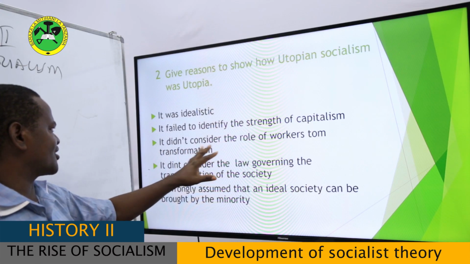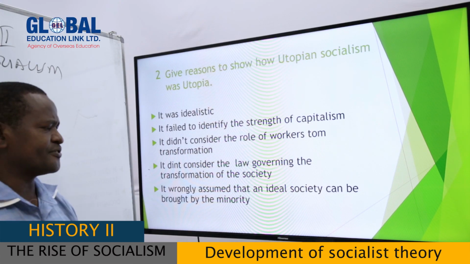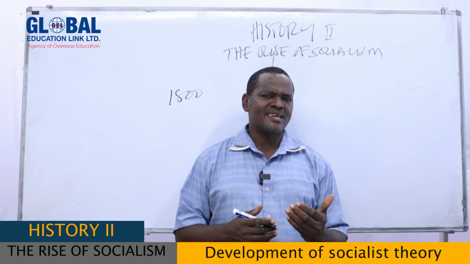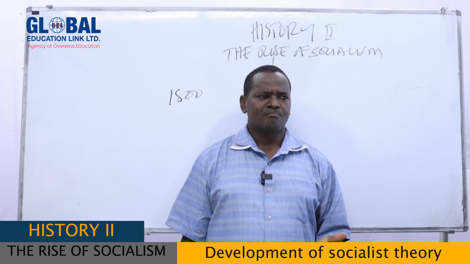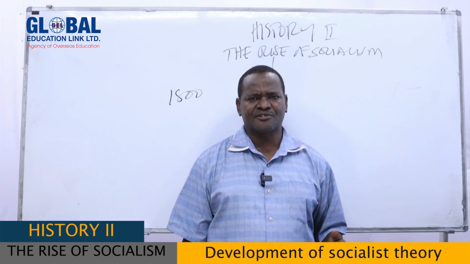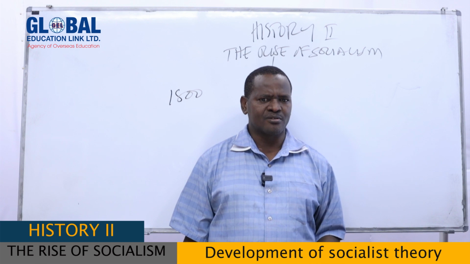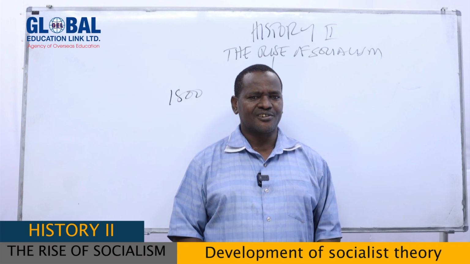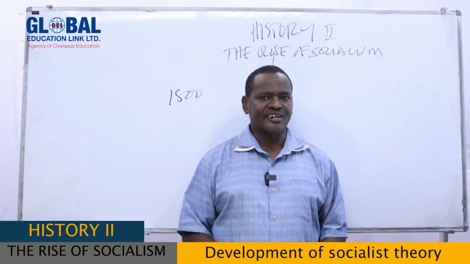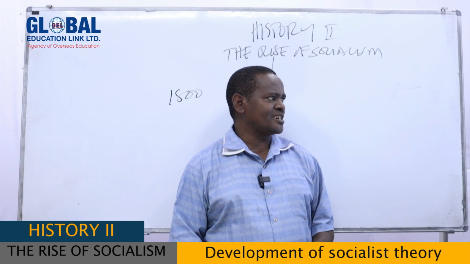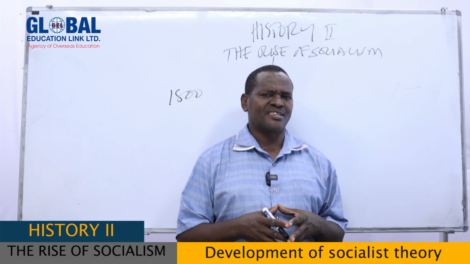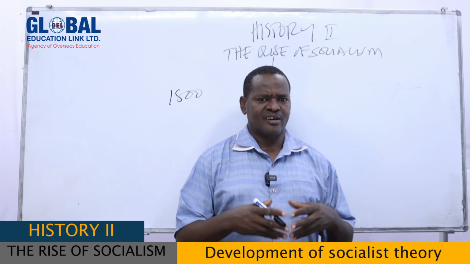Another point is it did not consider the role of workers in transformation. They believed that transformation can just be brought by writers, as Fourier has done, that you can just write a book, stay at home, and the people will come and buy your book and read and change. That is something one should not expect. So these people believed that changes can be brought so easily. So they did not consider the role of workers. That's why they believed that changes can be brought by a group of few people.